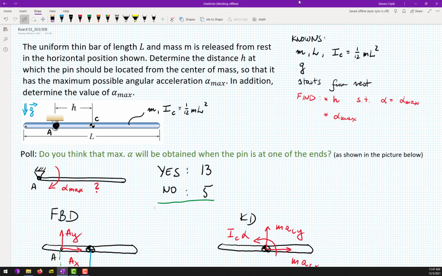You voted yes because that was your process of thinking. The farther you place the pin from the center of mass, the larger the arm will be, the larger the moment will be that can rotate our body. That's a good idea. However, when you place that pin farther from the center, you have a larger moment of inertia about that pin. So not only does the arm of the moment increase, but also the moment of inertia. And the larger the moment of inertia is, the harder it is to rotate the body.